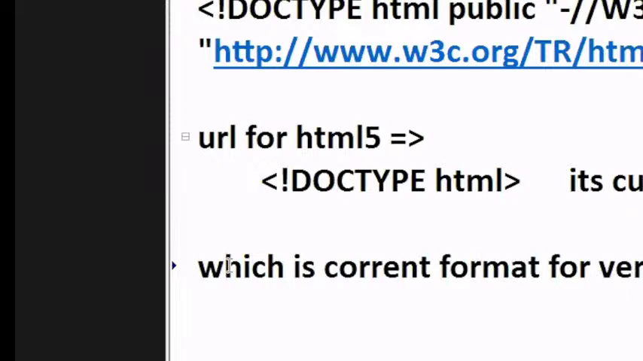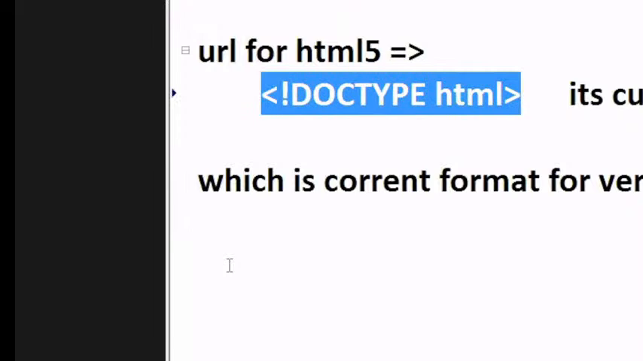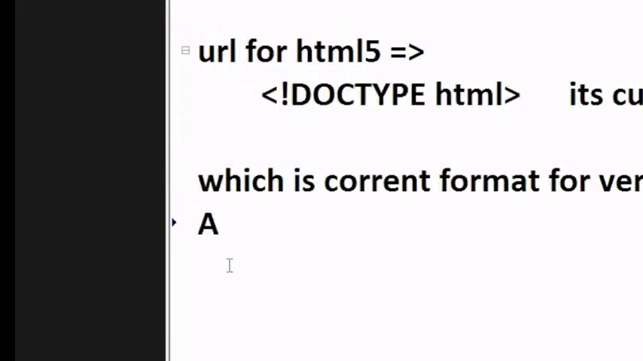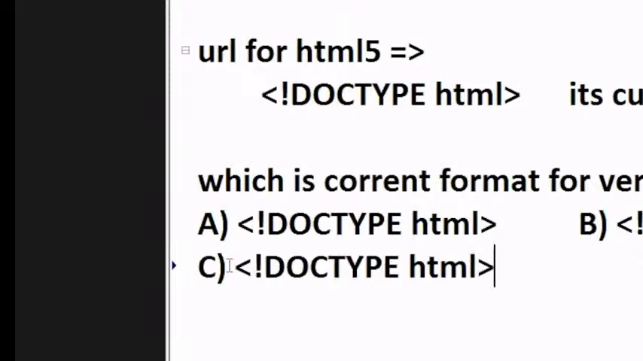So this is the question: which is the correct format or right format for the version specification? We will get the four options A, B, C, D as usual. I'm directly showing the question here, see that. So this is option A, and this is option B, and this is option C and this is option D. Wait. Don't get tense.